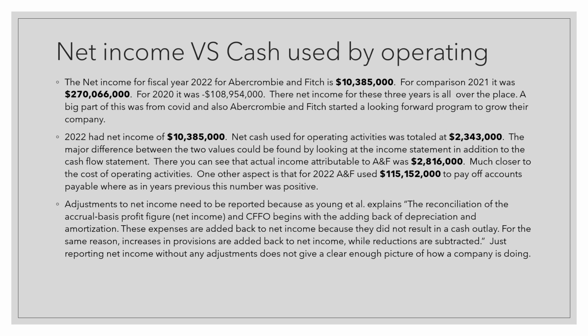The net cash used for operating activities totaled a little over $2 million. The major difference between the two values could be found by looking at the income statement in addition to the cash flow statement. There you can see the actual income attributed to Abercrombie & Fitch was $2 million, a little less than $3 million, much closer to the cost of operating activities.